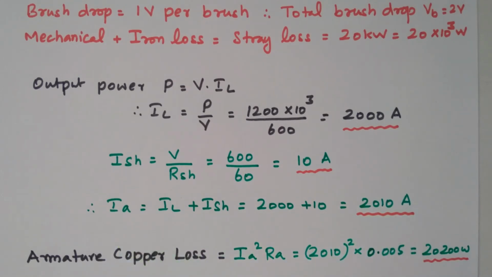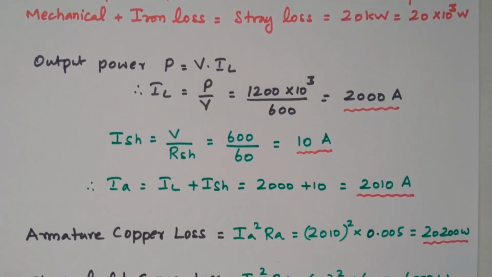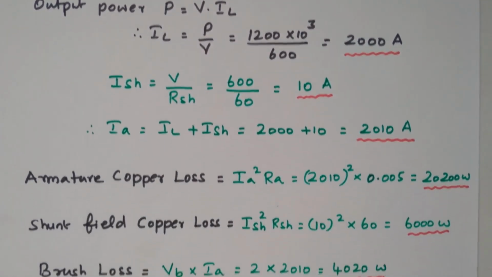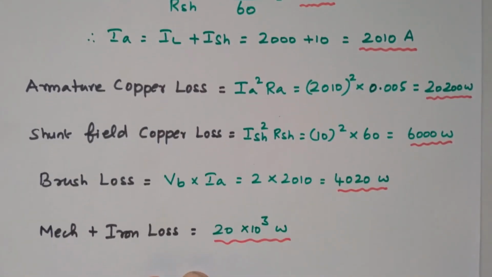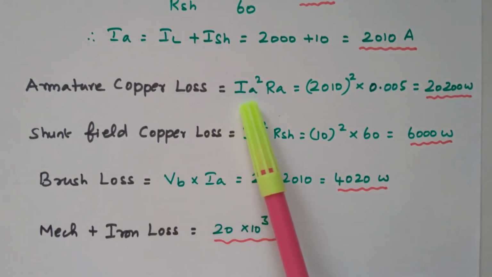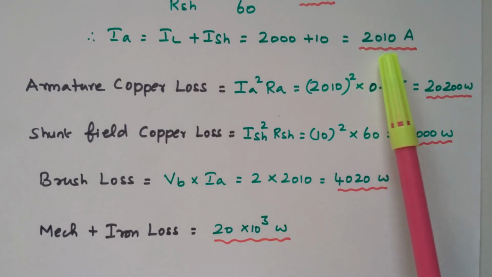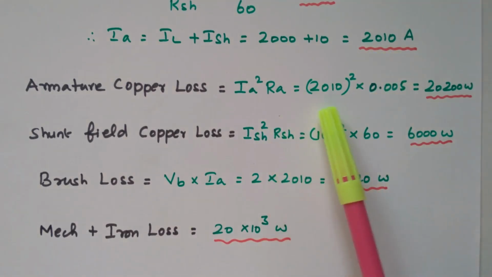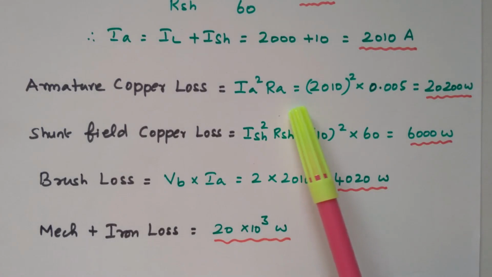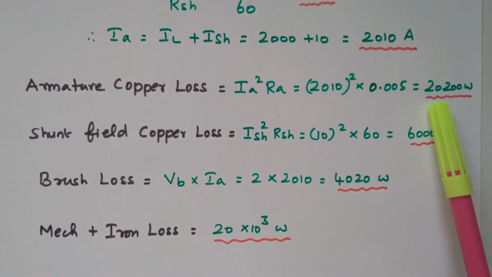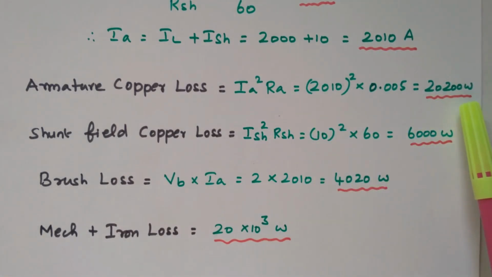So from this armature current we can calculate the copper losses, one by one. The armature copper loss equal to IA square into RA. This IA is calculated as 2010. So 2010 square into RA, 0.005, that is equal to 20,200 watts.